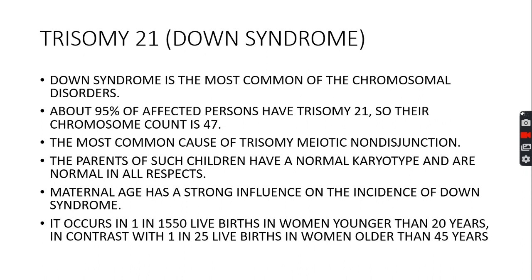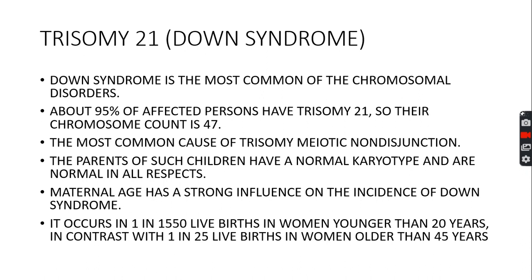Trisomy 21, also known as Down syndrome, is the most common of the chromosomal disorders. About 95% of those affected have trisomy 21, so their chromosomal count is 47. The most common cause of trisomy is meiotic non-disjunction, a failure of separation during the process of meiosis, where you have an incomplete break between the daughter cells, resulting in one of the daughter cells inheriting more chromosomes than was intended. The parents of such children have a normal karyotype and are normal in all respects.